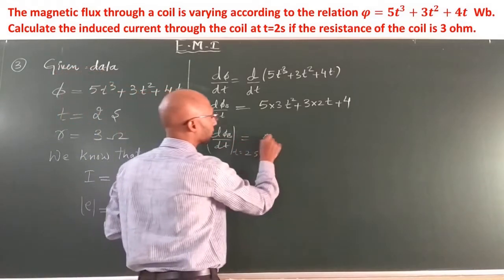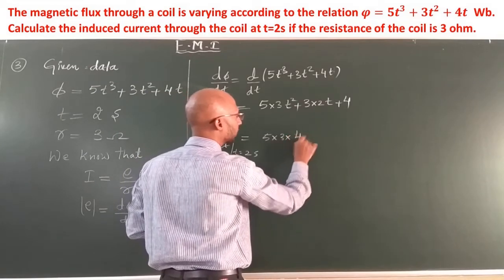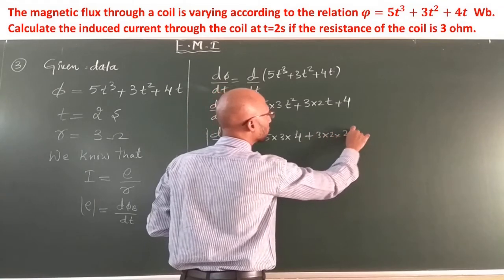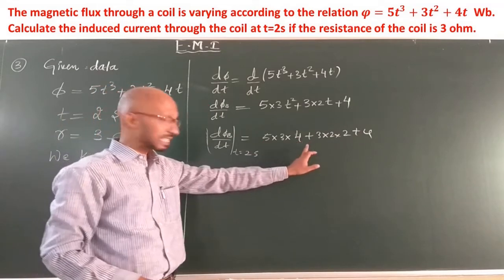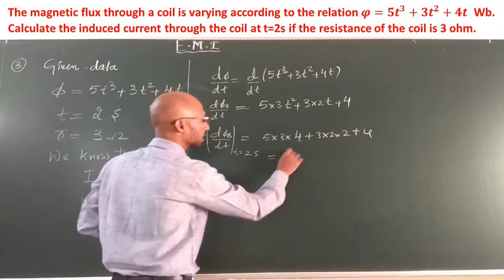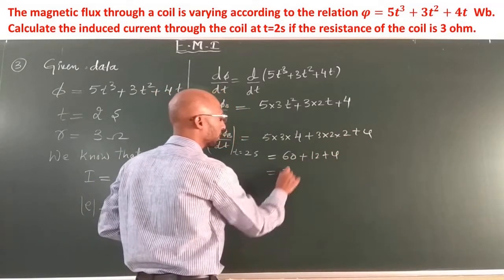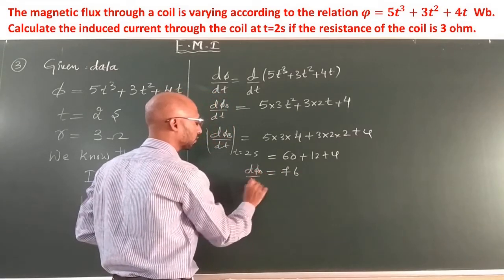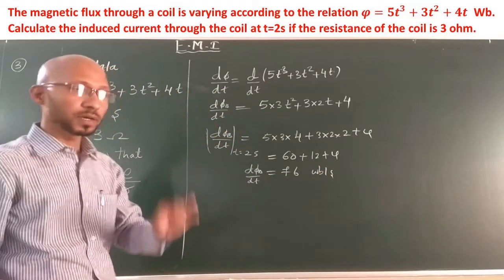That is 5 into 3 into 2 square, what will come? That is 4 will come, plus 3 into 2 into 2 plus 4. Now you multiply here: 5 3s are 15, 15 4s are 60, 4 3s are 12, plus 4. What is the total value that will come? 60 plus 12 plus 4. This totally will come to 76, which means the rate of change in flux will be 76 Weber per second.